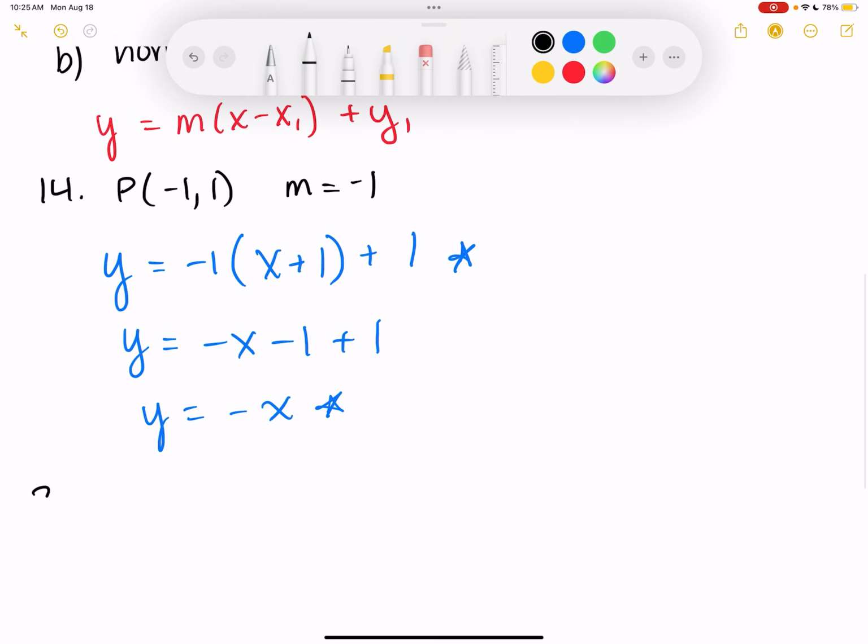20. This one wants it in slope intercept, and they literally give you the slope and the intercept, so you don't have to do anything.